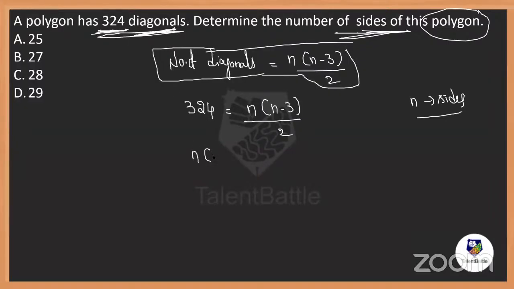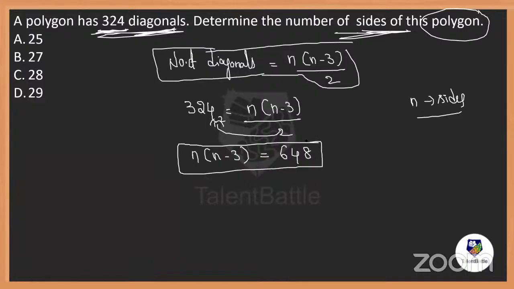What we will get? n into n minus 3 will be equal to, if I send the 2 to that side, it becomes multiplication, so 648. Now I need to solve this expression so that I get the multiplication as 648. But we are not going to waste our time solving it, because to solve this expression we will get it in the form of n squared and so on. So let's not waste our time by using this.